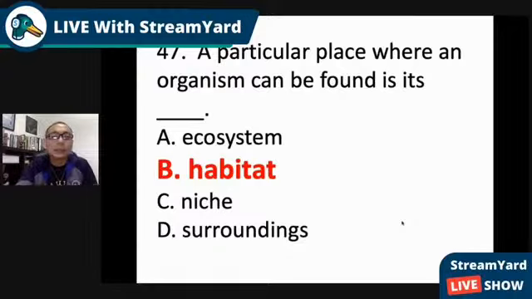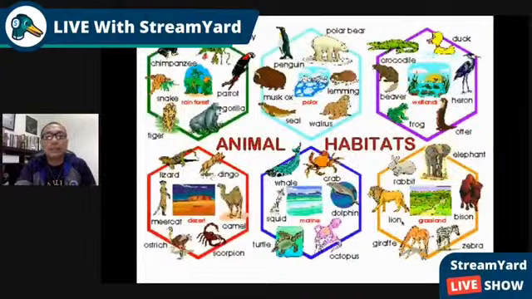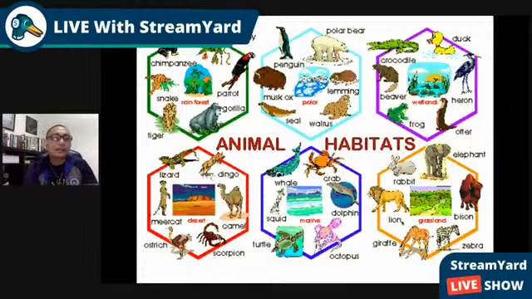B, correct. Michael, correct. LV, correct. So, habitat. And there are many animal habitats. So, merong wetlands, merong polar lands or habitat, merong rainforest. Sa atin, dito sa Philippines, we have more rainforest, we have less of a desert, but we have good marine habitat, and we also have areas where we have grasses. Is it grassland? But grassland is usually more in Africa.